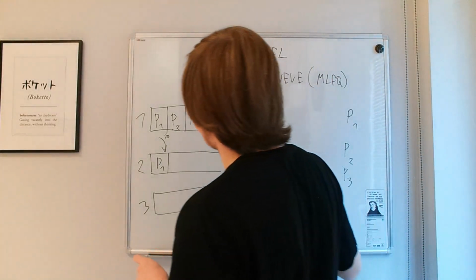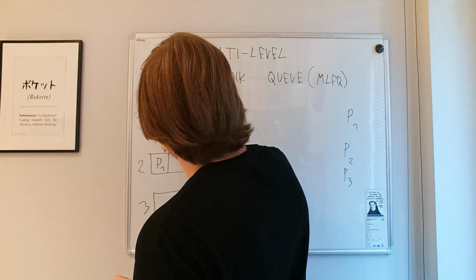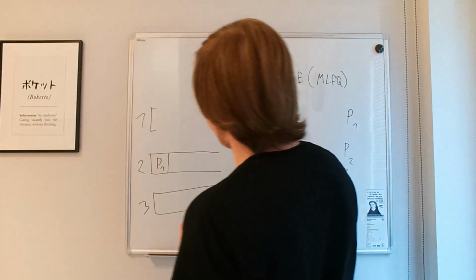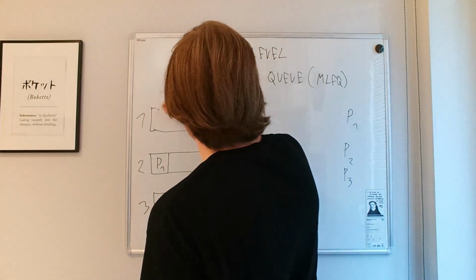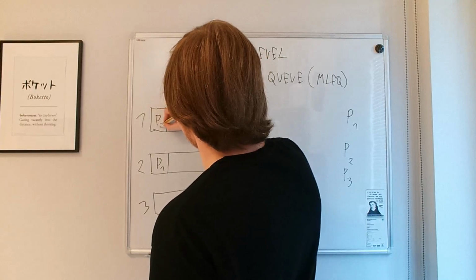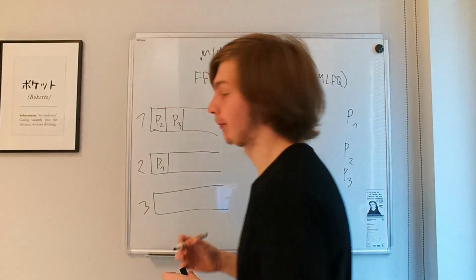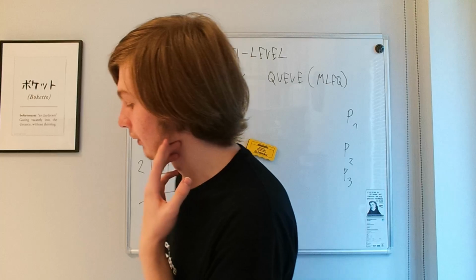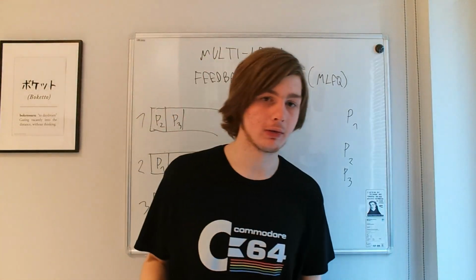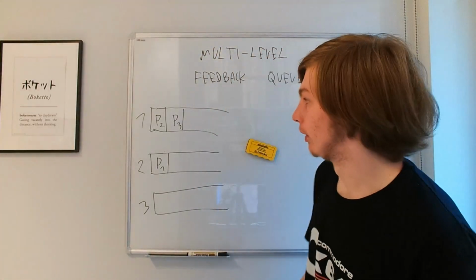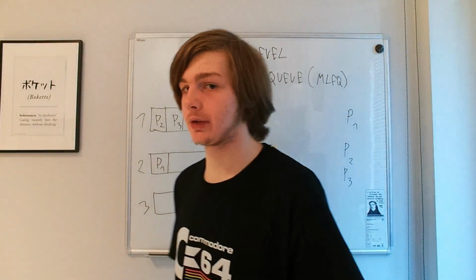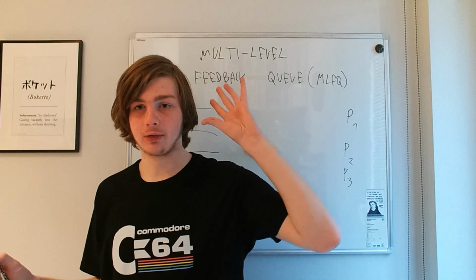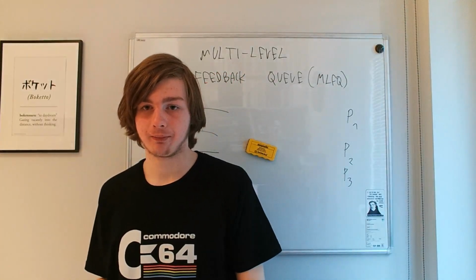So now I'm going to have a queue containing the processes P2 and P3. And the next rule of a multi-level feedback queue is that if some process has a priority higher than the other one, then you execute the one with the higher priority.